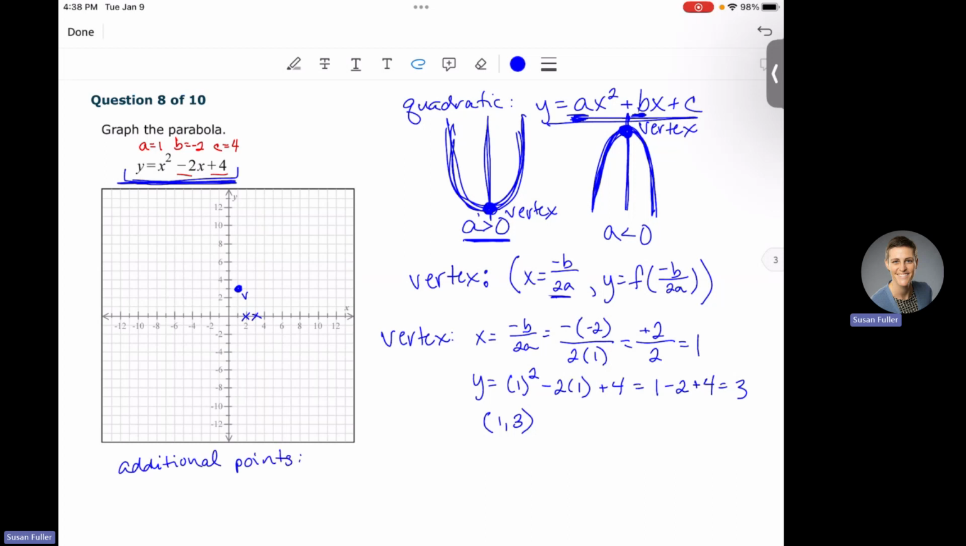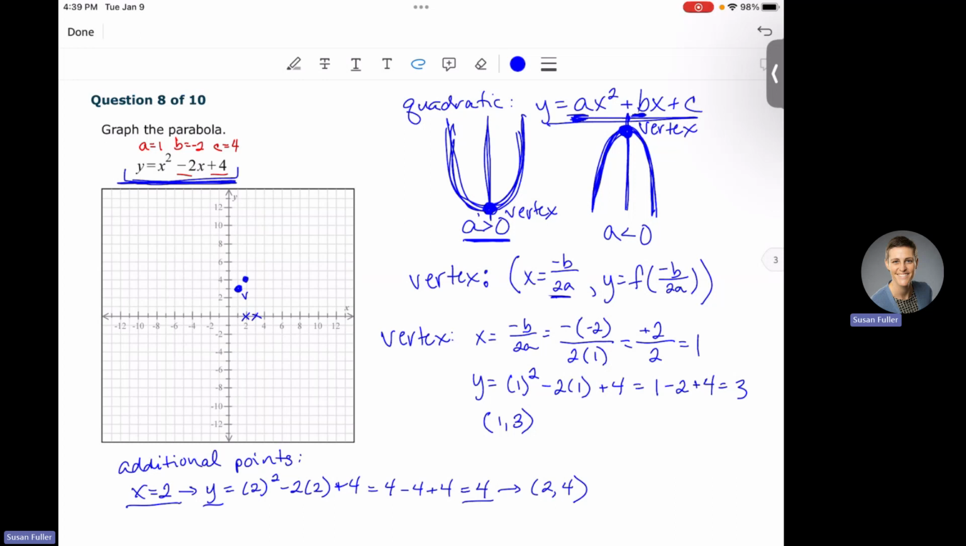To get some additional points, I'm going to take x equals 2 and plug it into my function to get y. So if x equals 2, that means y is going to be 2 squared minus 2 times 2 plus 4, which is 4 minus 4 plus 4. 4 minus 4 is 0, plus another 4 gives me 4, which means the point 2, 4 is on my graph. When x equals 2, y is 4. That's the ordered pair 2, 4. So I'm going to put that on my graph.